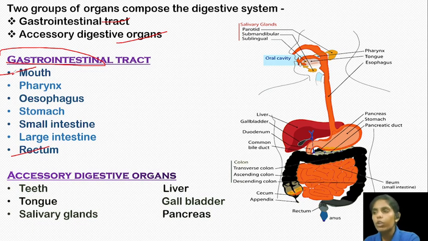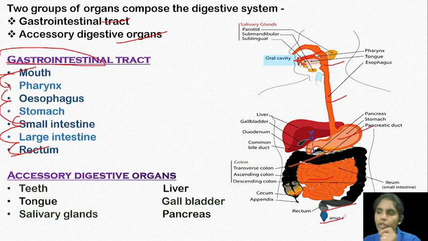So from the mouth, the food enters into the pharynx, then into the esophagus, the stomach, the small intestine, the large intestine, and into the rectum, and then into the anus finally. So from the oral cavity, that is from the mouth, it enters into the pharynx, the esophagus, the stomach, the small intestine, the large intestine, and the rectum, and finally into the anus.